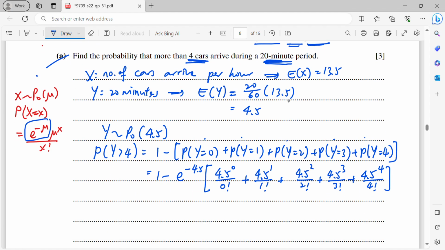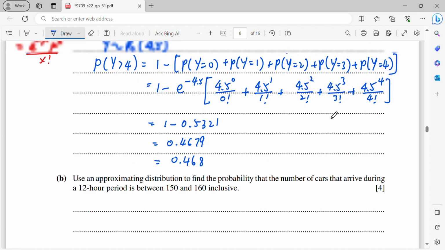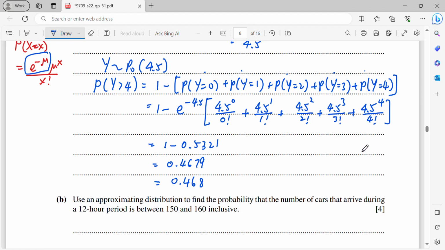So when I count all these values, it will be 1 minus 0.5321, and then I will be getting 0.4679, and now I round up to 3 significant figures. That will be 0.468. So this is the probability of Y greater than 4.